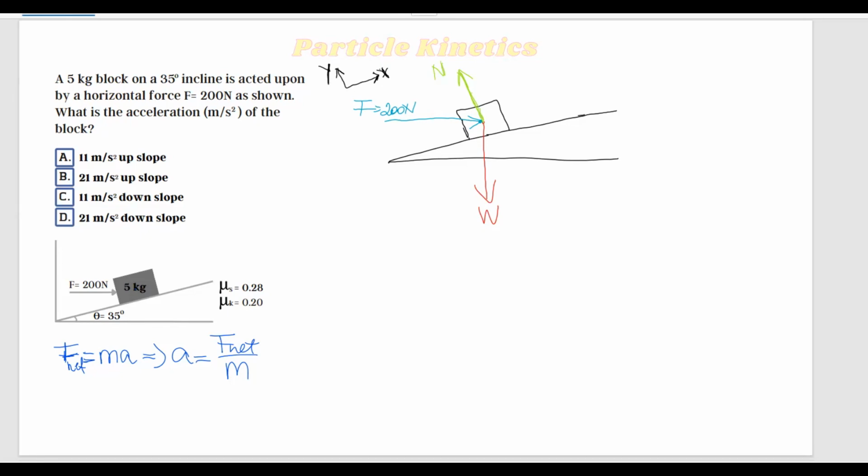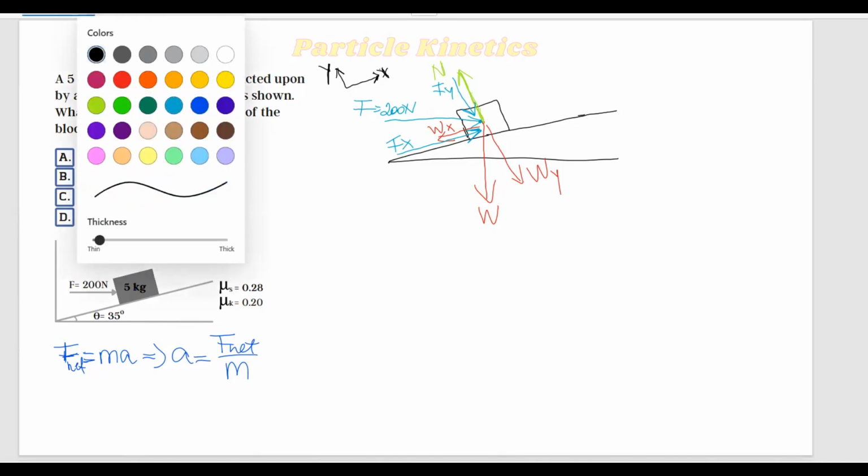That being said, I'm going to have two components of the weight. This is going to be Wy, and then this is going to be Wx. Same thing with the force. Let me go back here, get the color. So this is going to be Fy, and then here, this is Fx. I will go here on the side and calculate all the forces.